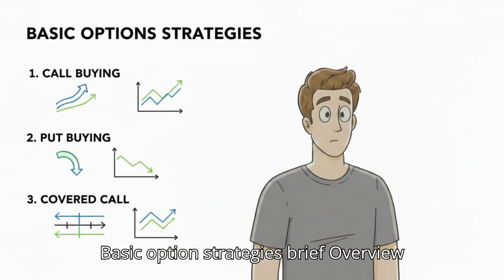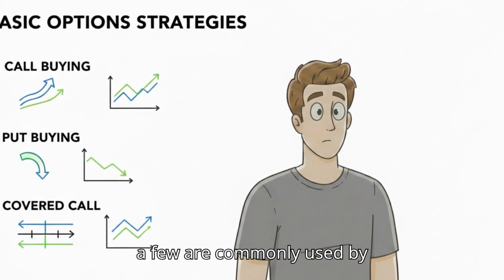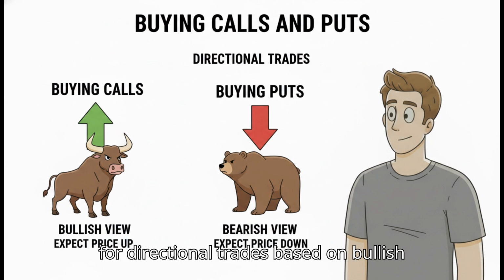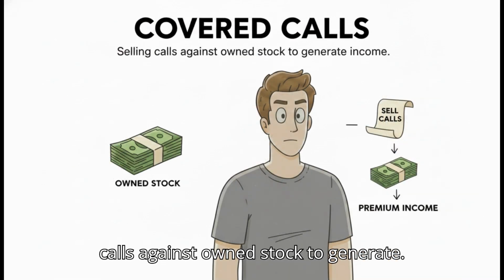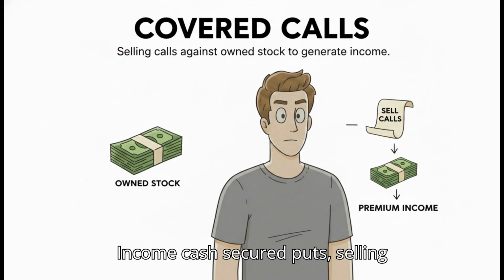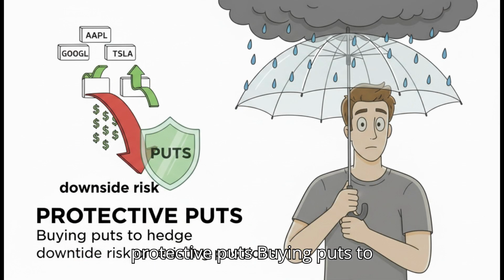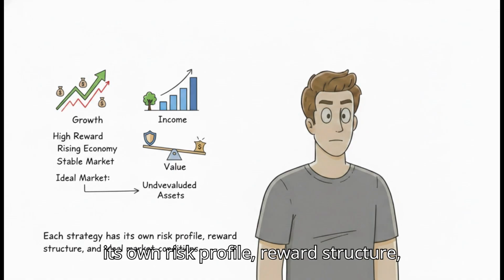Basic option strategies. Brief overview. There are many option strategies, but a few are commonly used by beginners. Buying calls and puts, used for directional trades based on bullish or bearish views. Covered calls, selling calls against owned stock to generate income. Cash-secured puts, selling puts to potentially buy stock at a lower price. Protective puts, buying puts to hedge downside risk on existing positions. Each strategy has its own risk profile, reward structure, and ideal market conditions.